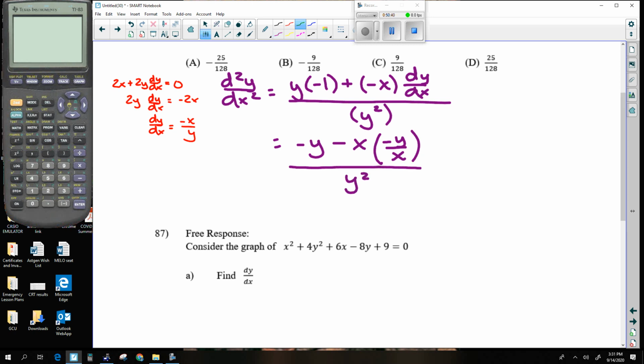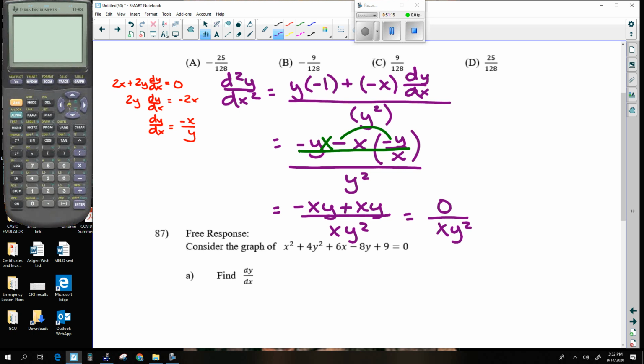Cleanup time. This is going to have a denominator of x, so I'm going to put an x on that side. And now everything has a denominator of x. Negative times negative right there. So this is going to be negative xy plus xy all over xy squared, which is 0 over xy squared. So this is going to be 0, but what did I do wrong?